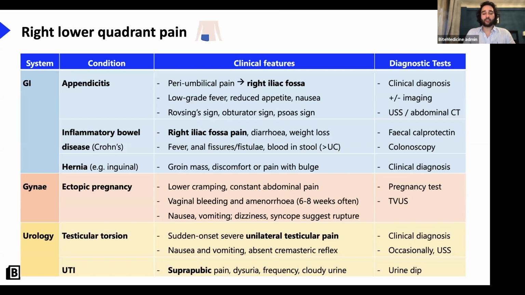But similarly, lower quadrants, if we include that suprapubic region as well, if you palpate there, if they've got some other lower urinary tract symptoms like dysuria, frequency, we're thinking, could this just be a bog standard urinary tract infection? Get a urine dip, pop the patient on some oral antibiotics, and they should be good to go. But of course, get a full set of observations and things as well. Nice, that's right lower quadrant pain.